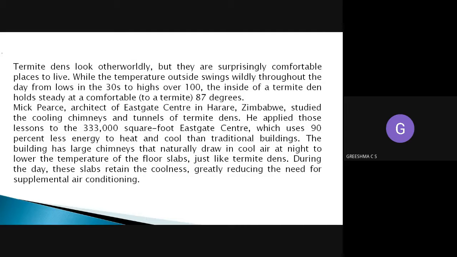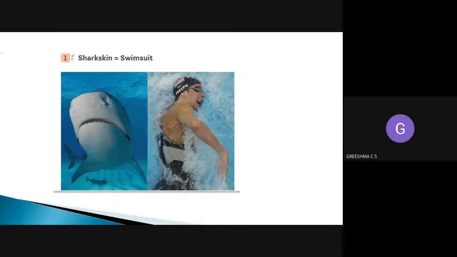Okay, so similar to that termite den. This idea they got from the termite den. So similarly he has made a building that is called the termite den. Okay, so that is one of the most famous biomimicry that has been done. I'll show you another biomimicry.